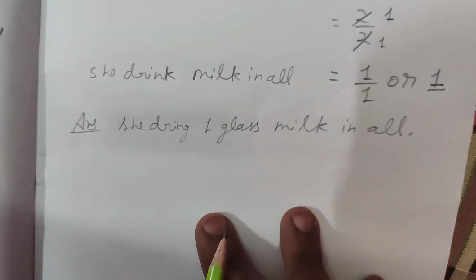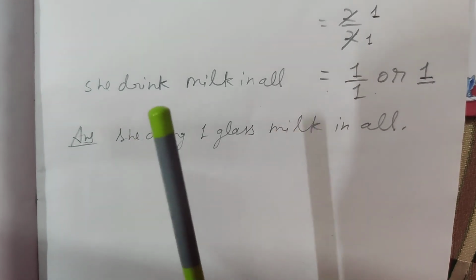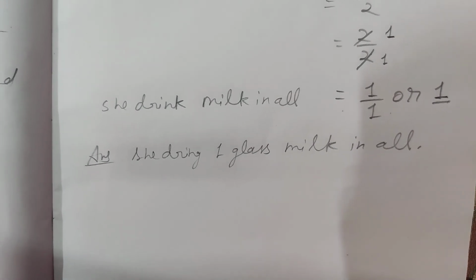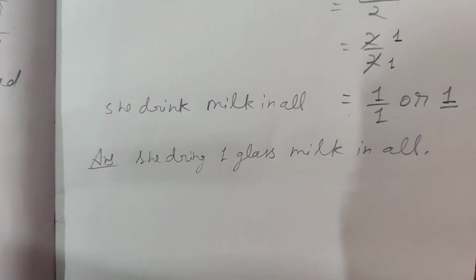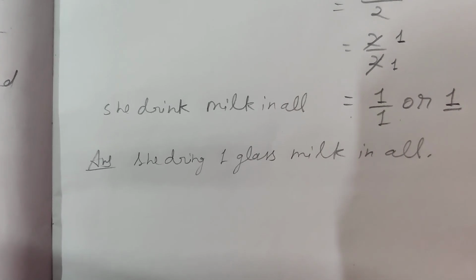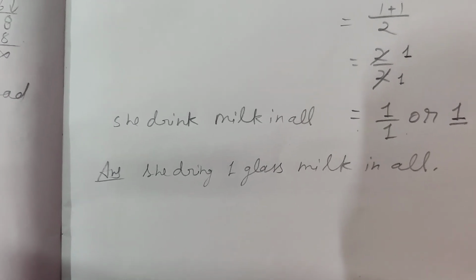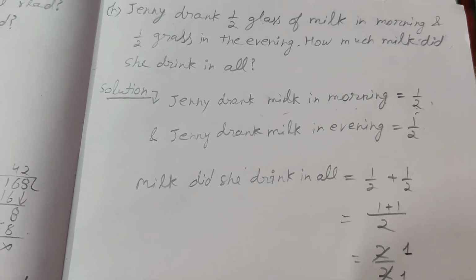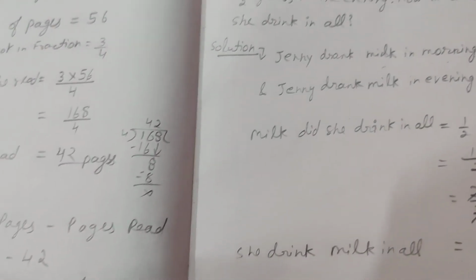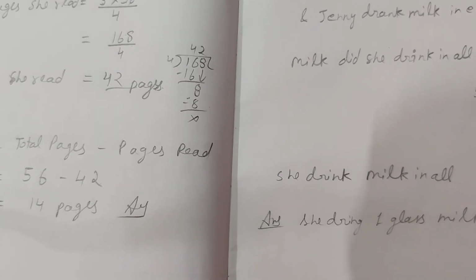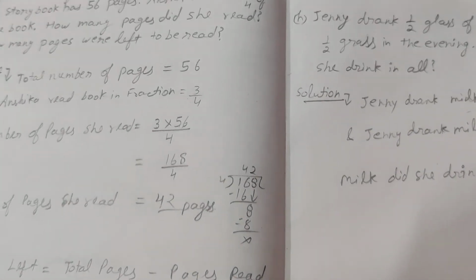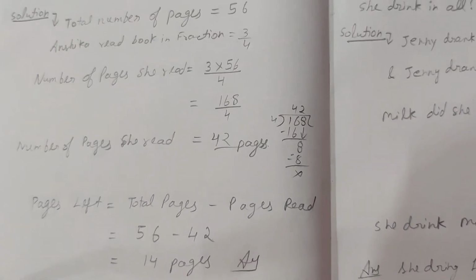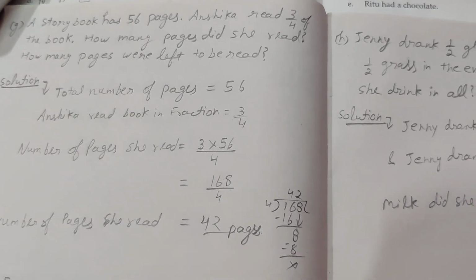So student, that's all from today's class, and all from this chapter also. This is the end of chapter number 3, fraction. If you have any problem regarding this chapter or chapters taught in previous classes, like the second chapter Roman numbers and the first chapter number system, if you have any problem regarding any of the 3 chapters I taught you, you can ask me.